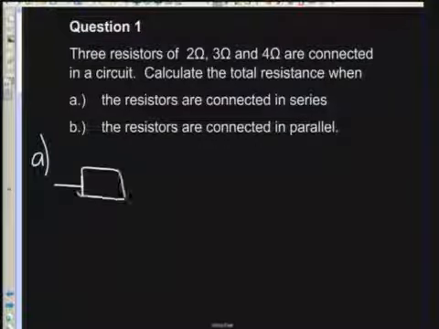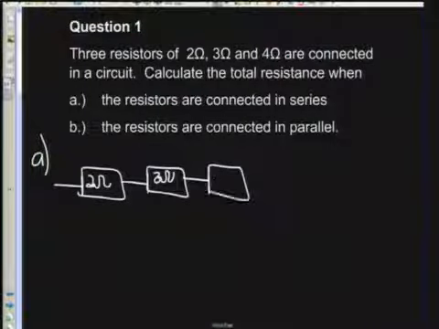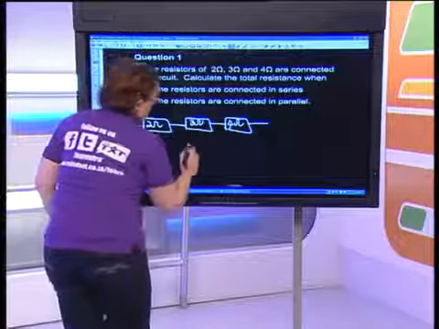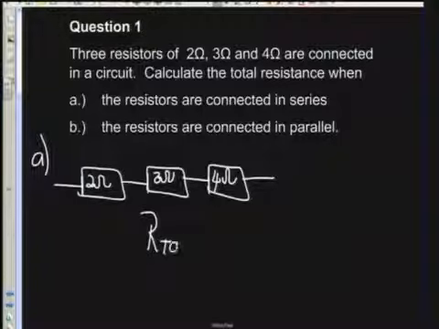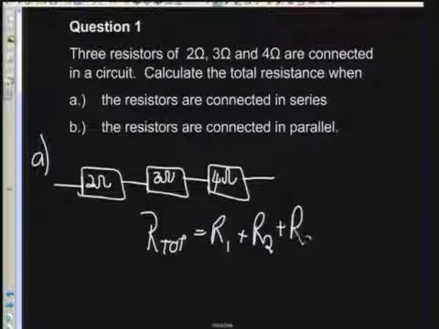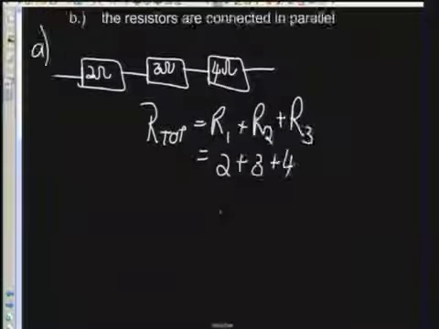There's my 2 ohm resistor, and there's my 3 ohm resistor, and there's my 4 ohm resistor, and they're connected in series. Remember I said before the break that if they're connected in series, we just add them all together. So that's actually really nice. My R total would be my 1st resistor plus my 2nd resistor plus my 3rd resistor. So it's just going to be 2 plus 3 plus 4, which gives me 9 ohms.